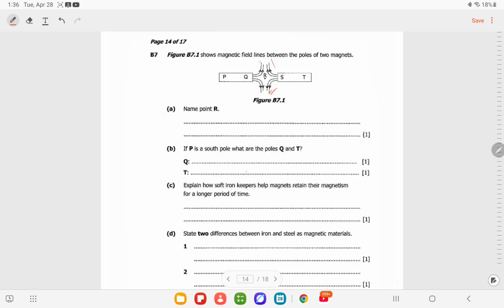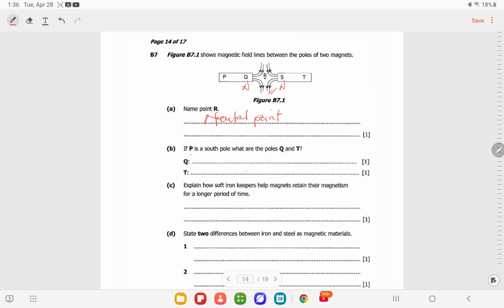If the arrows are going outside, it means this part is the North Pole. This part is also the North Pole. But if these arrows were coming in the opposite direction like that, then we can predict that these poles are south and south. So name the point R. Point R is called the neutral point.